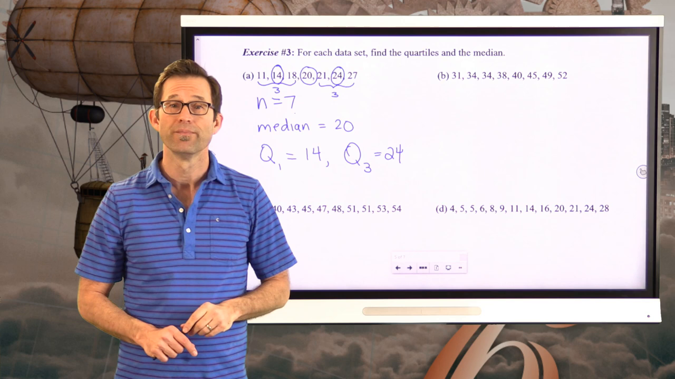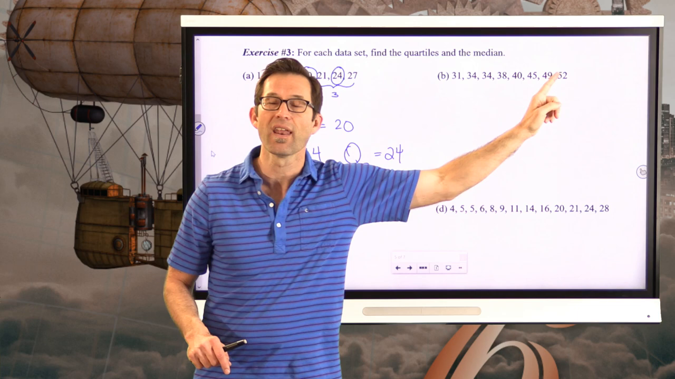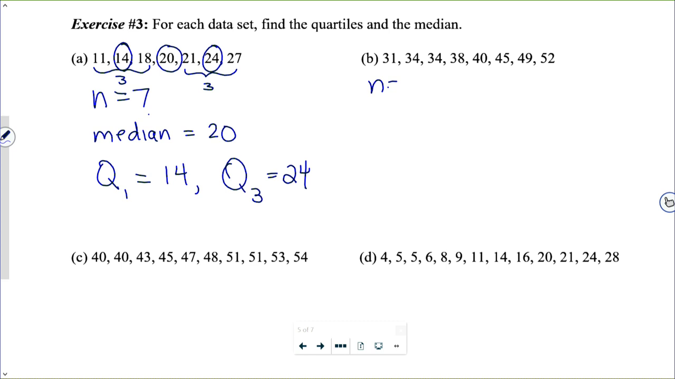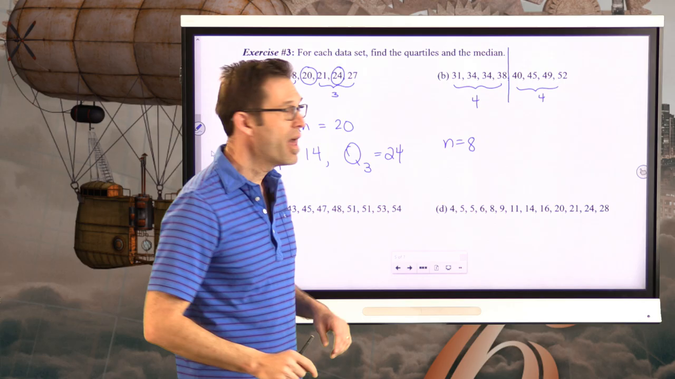Here I've got 1, 2, 3, 4, 5, 6, 7, 8 values. So n is equal to 8, which is really nice, because that means if I divide it into the upper 4 and the lower 4, then I can first find the median.